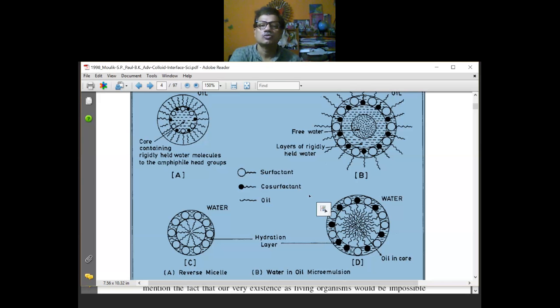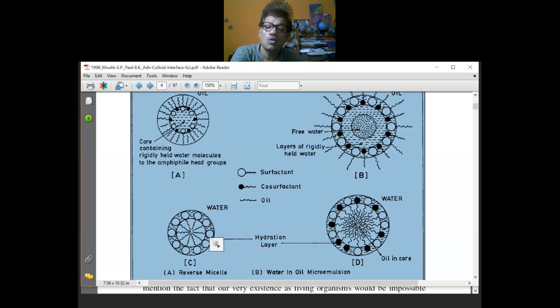Now, if I take a micelle, the water molecules that surround the micellar surface are most rigidly bound. They bind to the surfactant head groups. Why? Because they need to solvate the surfactant.